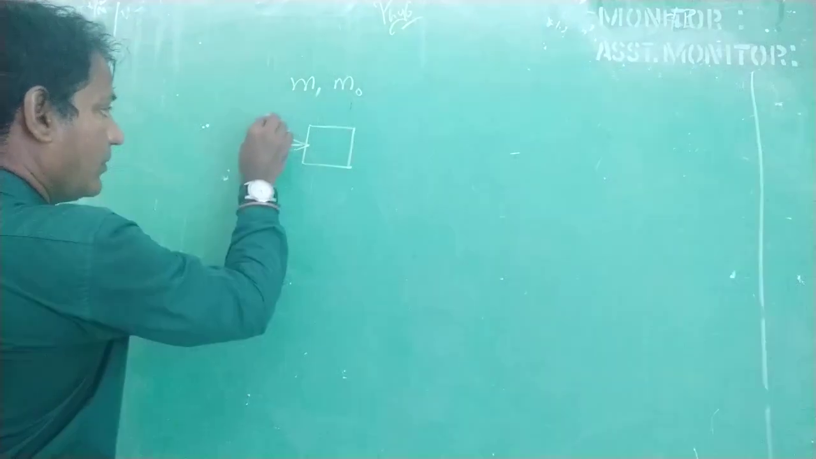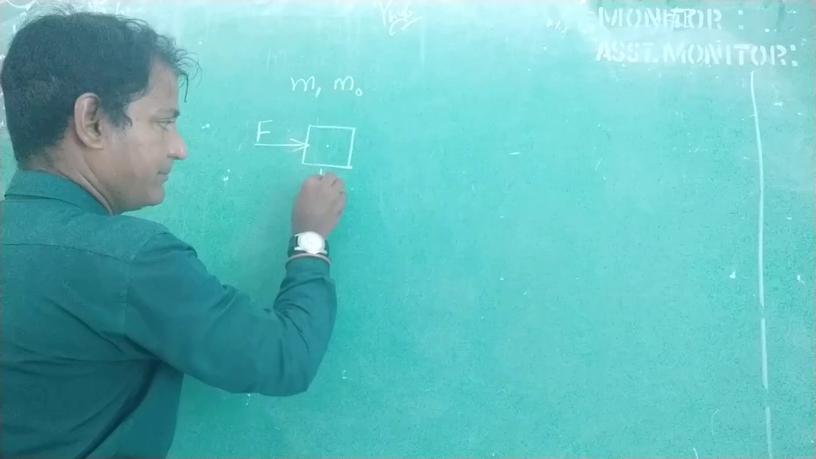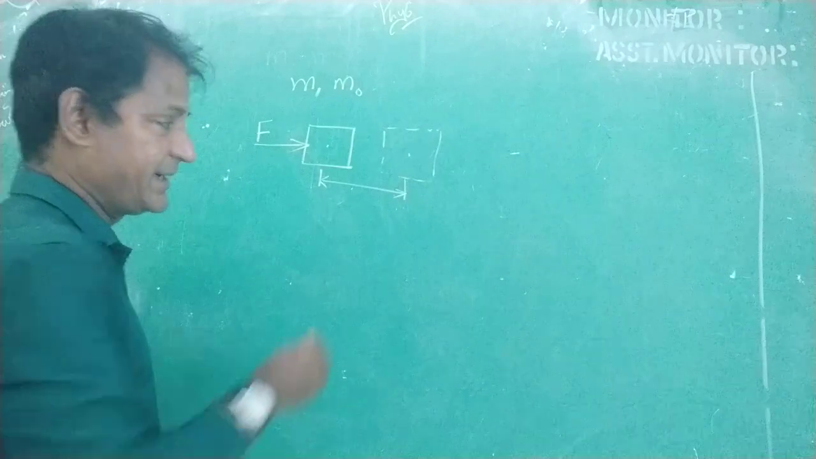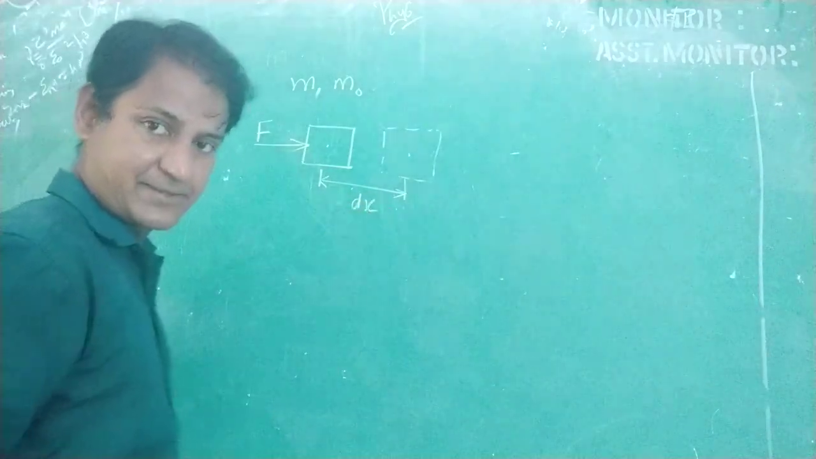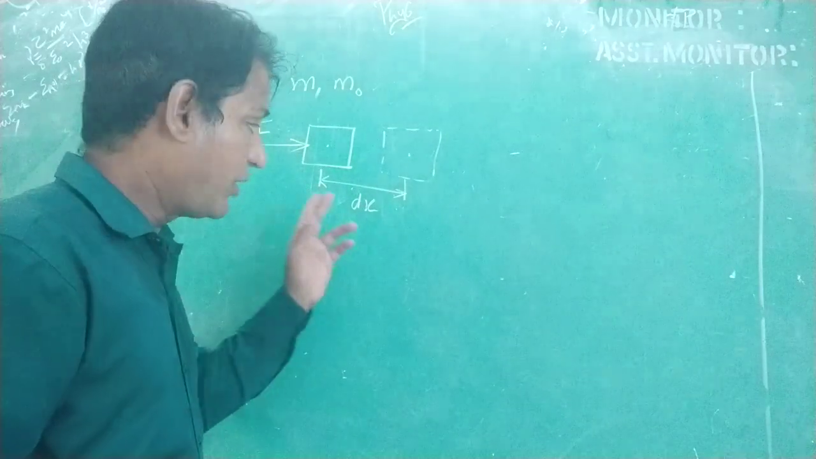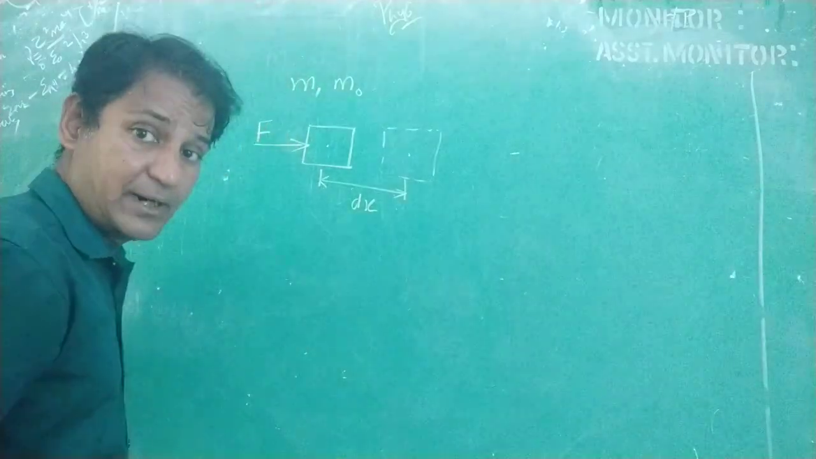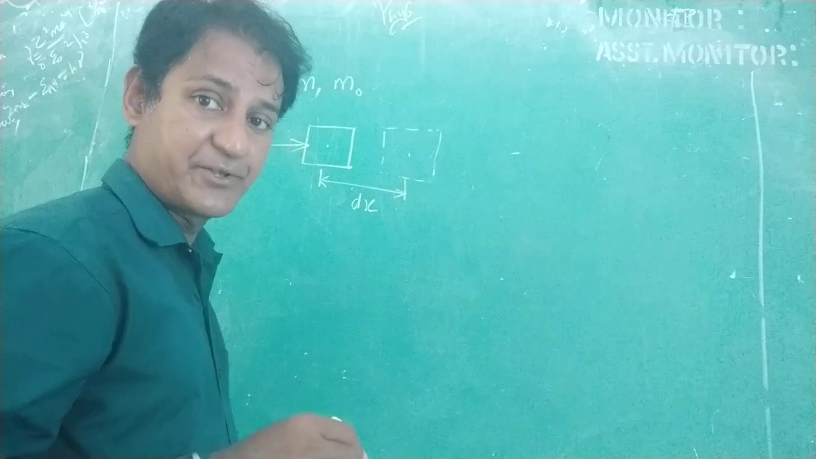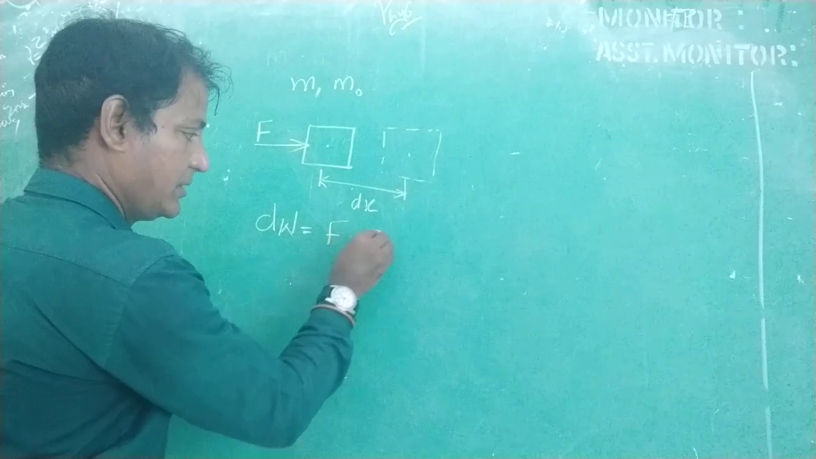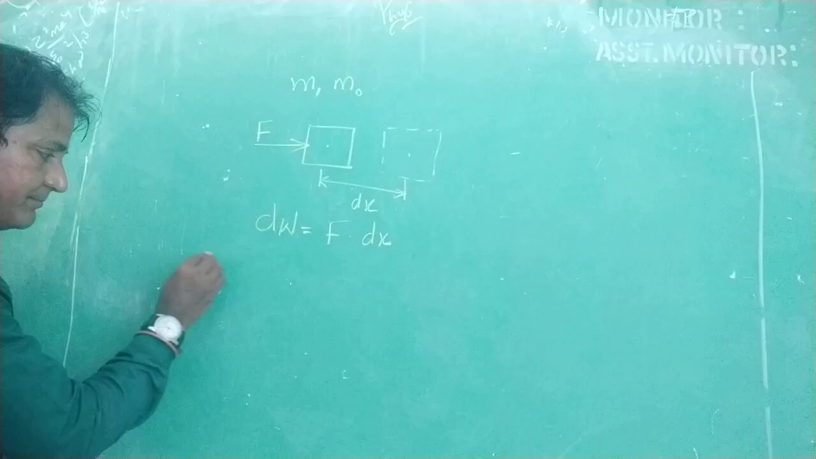see, whenever a force is acting on a body and if that body displaces to a particular distance dx, it means that a work is said to be done on the body. Since the body has moved to a very small distance, we should say the work done on the object is also very small. That is, dW is equal to F into dx. So what is this force F?